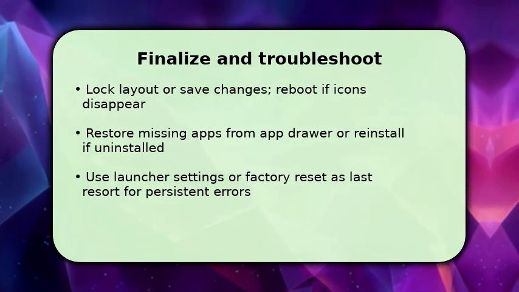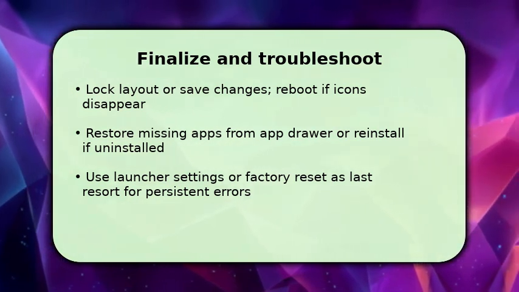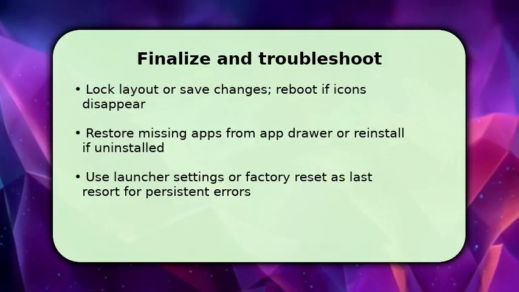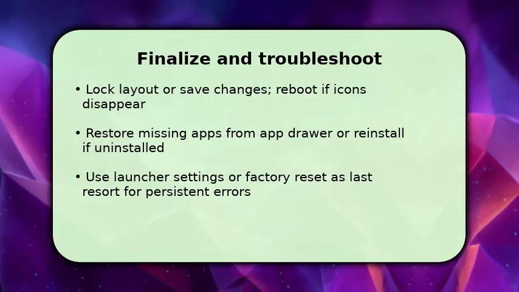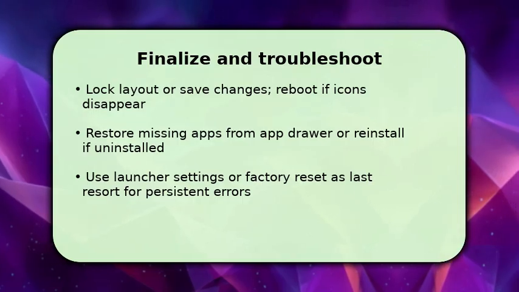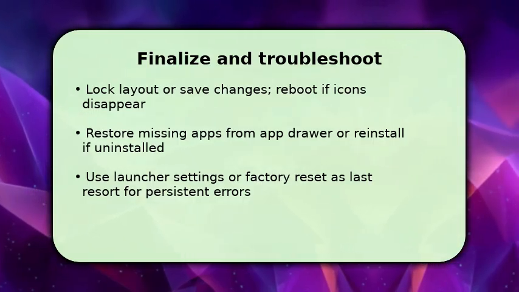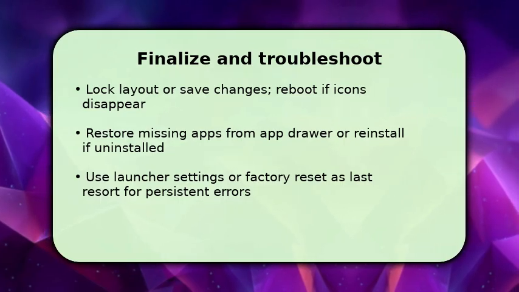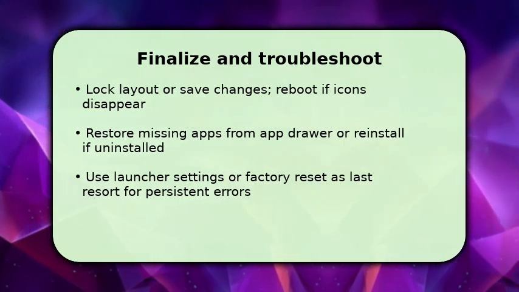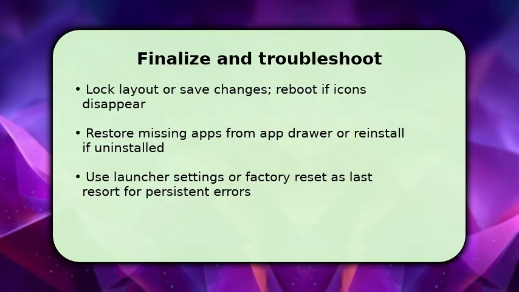If icons vanish, reboot your device first and re-enable the launcher. This fixes most transient glitches. If an app is missing, open the app drawer to restore or reinstall from the store. As a last resort, clear launcher data or switch launchers. Only perform factory reset if issues persist, because that erases data.